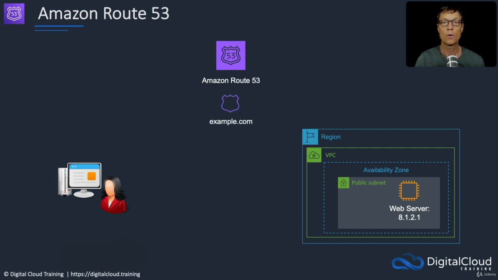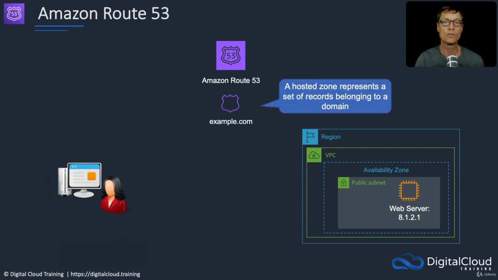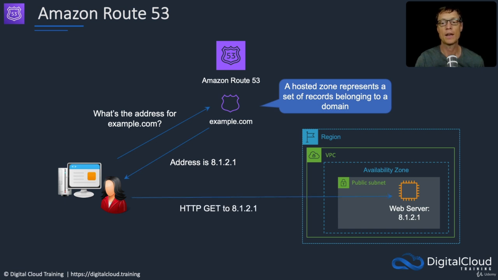Same process, we have something that we call a hosted zone, and the hosted zone contains the records that relate to a specific domain. So the user now connects to Route 53, tries to look up a domain name, it comes back with a response, and then the user can connect to the web server, in this case using an HTTP GET request. So that's DNS, much like many other domain name system servers.